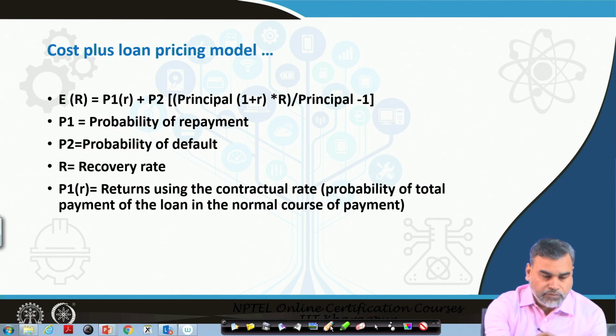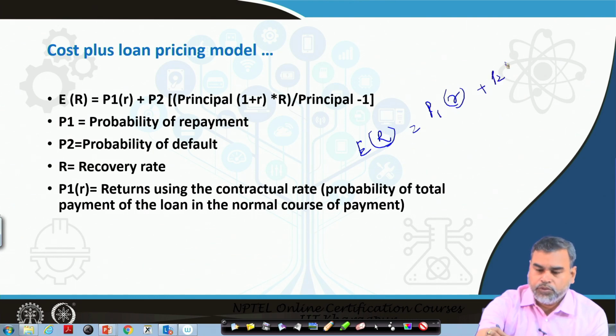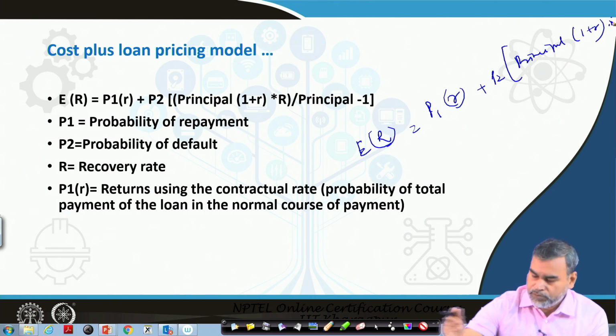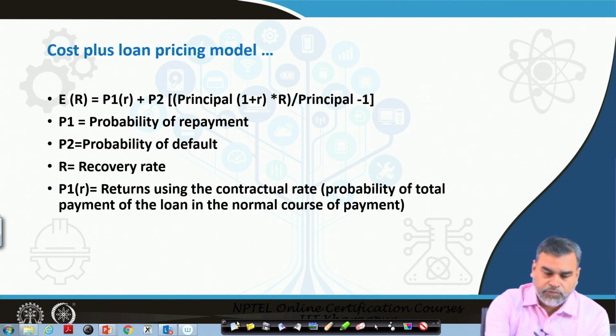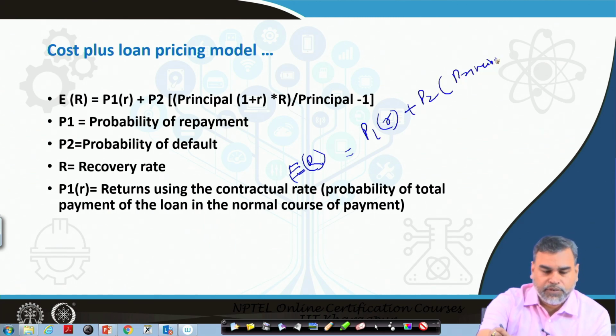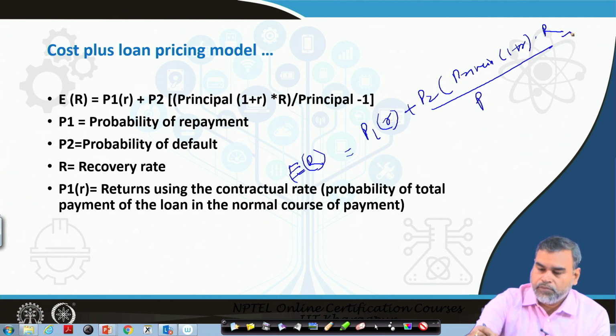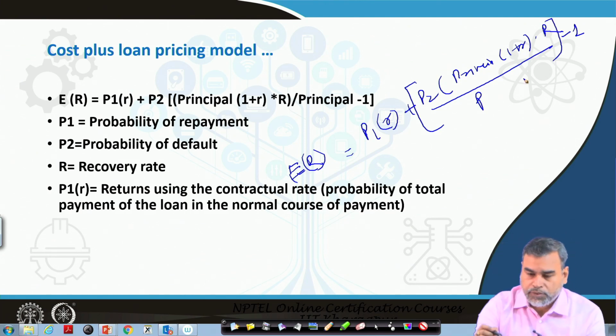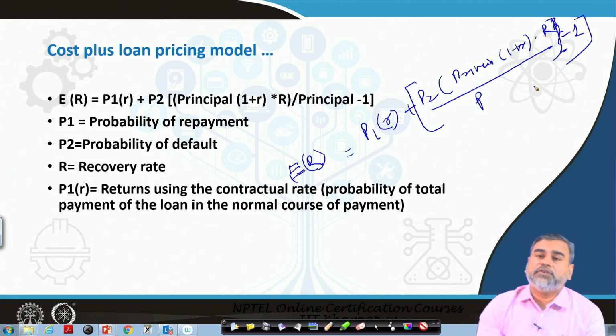Your expected return, here if you see, it is written in this way: your expected return is equal to P1 R plus P2 into principal into 1 plus R into R, divided by principal, minus 1. That basically you can keep in mind.